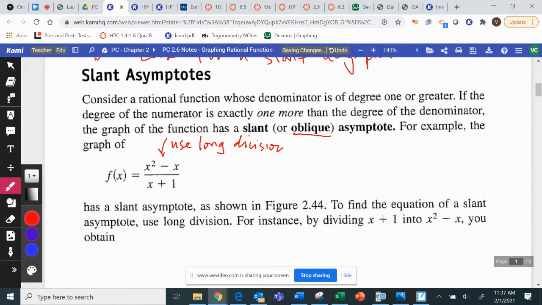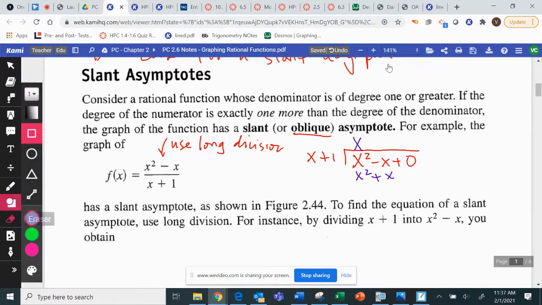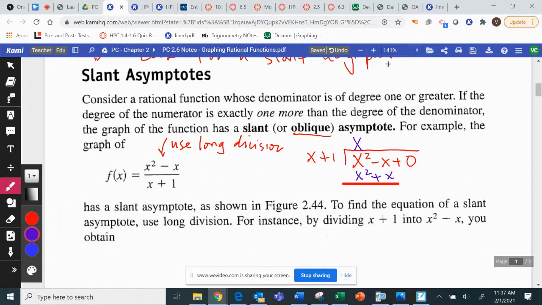Right? No, wait. Yeah, divide it. Sorry, I was self-doubting myself for a second. x plus 1, and then x squared minus x plus 0. We've got to plug in the 0. We're going to do long division. So x goes into x squared x times. We're going to distribute that, x squared plus x. Then we're going to draw the line, change the signs, add, and I get negative 2x plus 0.